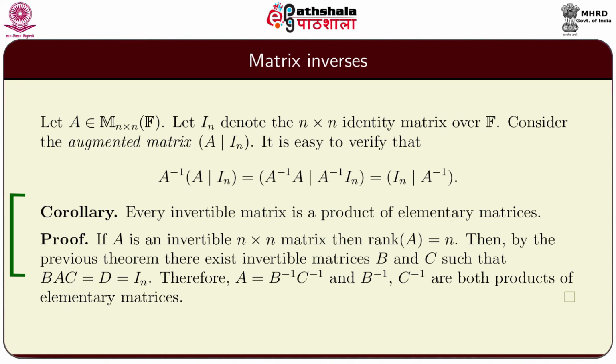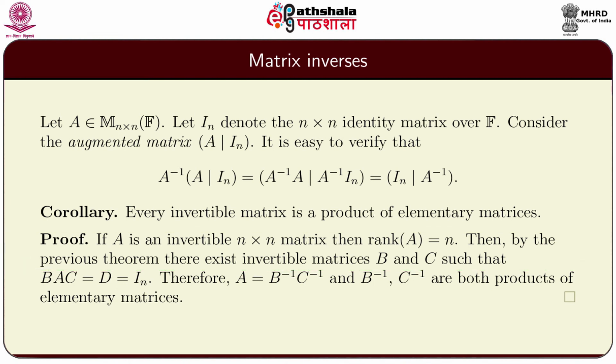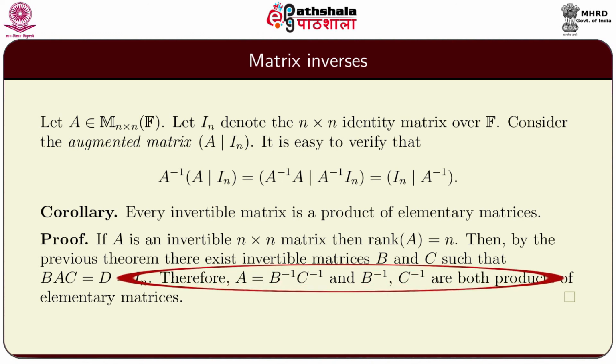Let us understand the corollary first. Every invertible matrix is a product of elementary matrices. So, suppose A is an invertible n cross n matrix, then we know that rank of A has to be n, and by the previous theorem we know that there are invertible matrices B and C such that BAC is the matrix D, which is nothing but the n cross n identity matrix in this case, because rank of A is n.